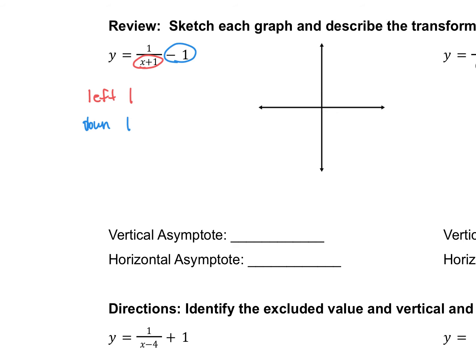So when I draw this, I'm going to draw my lines. I need to go left 1 and down 1. My asymptotes follow those lines. My vertical asymptote is the one going up and down. So this goes through the x, so it's x equals, and it was -1. Horizontal was the one going left and right.